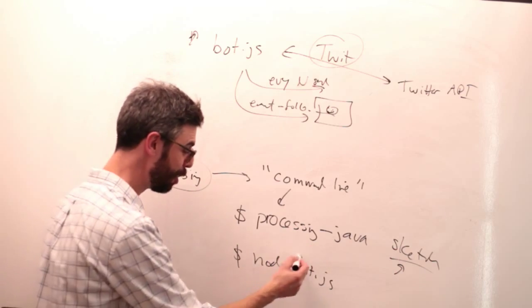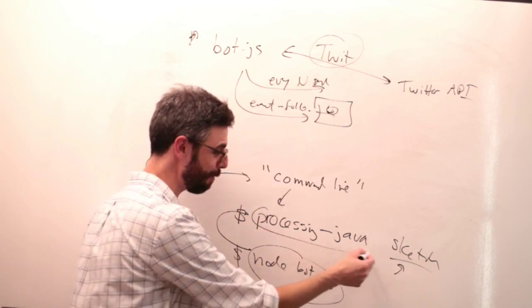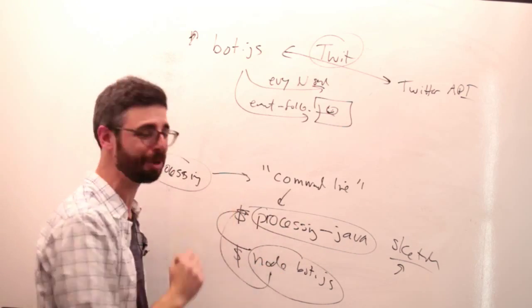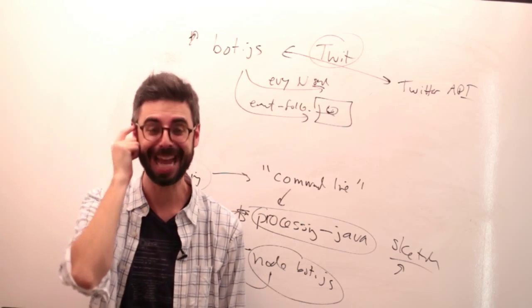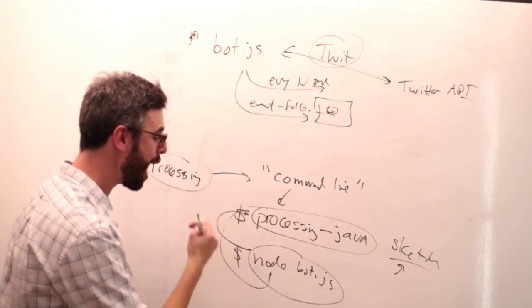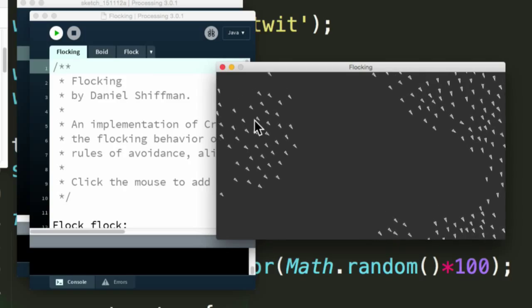So if you can execute the Node program from the command line, you can execute the Processing program from the command line. Can you execute Node and have Node execute Processing? And the answer is yes. So this is essentially what I would like to show you how to do. Let's look at some of the pieces of getting that set up first.